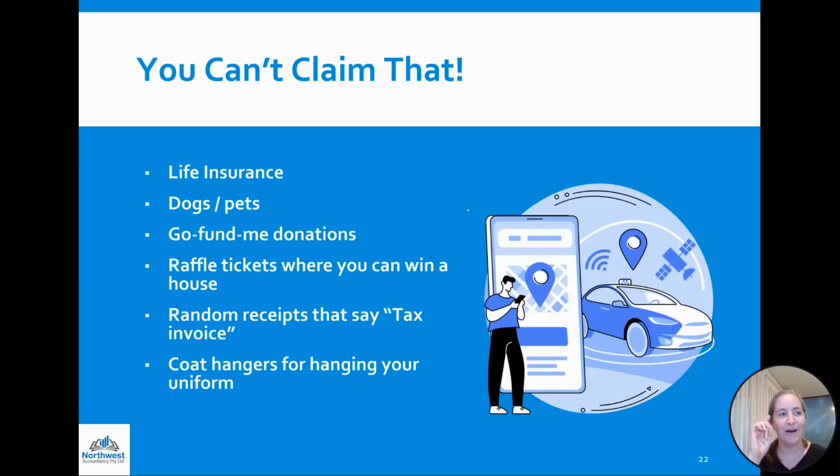My favorite moment was when a client who had an ATO audit came to me and said, so my other accountant told me I could claim coat hangers for hanging my uniform. They were a police officer, and so there was a lot of different things that this other accountant had told them. They could claim their belt buckle, they could claim the coat hangers for hanging their uniform, they could claim all sorts of just random things that were not linked to going to work.